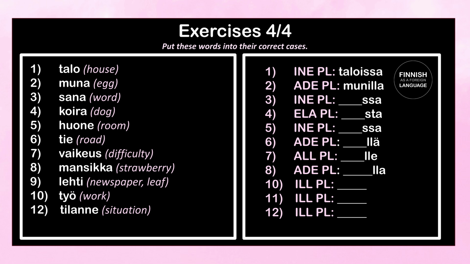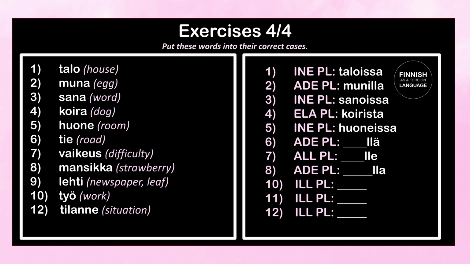Here we want to form the inessive plural, which is excellent, it's sanoissa. Next one, koira means dog. Here we need the elative plural. Perfect, it's koirista. Next one, huone. Here we need the inessive plural, which is perfect, it's huoneissa. Next one is tie, which means road. Here we want to form the adjective plural.